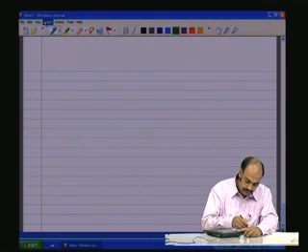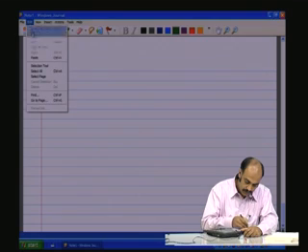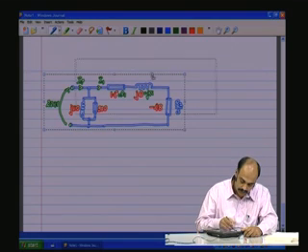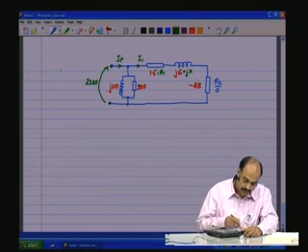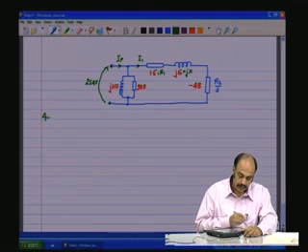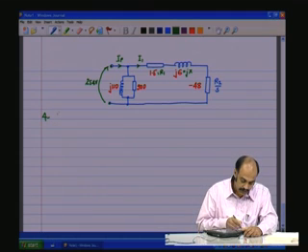Then we have the current there. Now the active power.